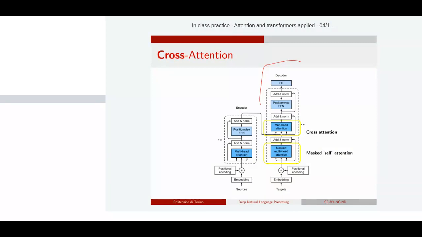Then we have operations like the addition of the vectors and the normalization. We have a feed-forward network to remap the vectors multiple times. But the most important building block is the module that performs the attention operation.